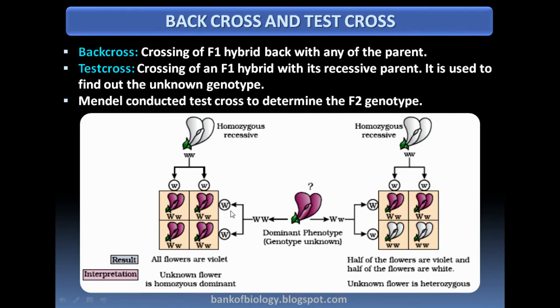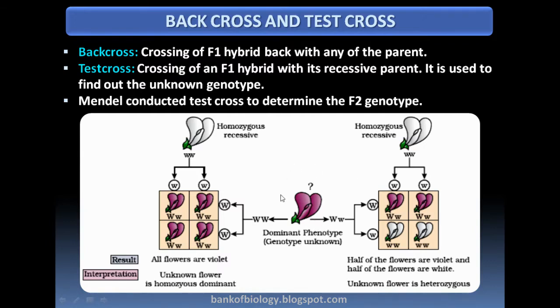If they are crossed with recessive parents, suppose we have the recessive parent as small w, which is white flower, and capital W, which is homozygous violet, whereas in the next cross we are taking homozygous recessive and heterozygous violet. That means capital W and small w.